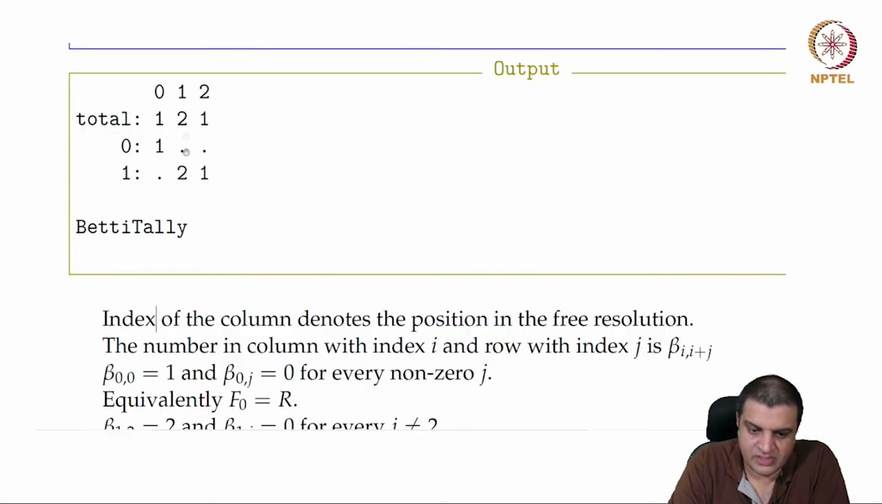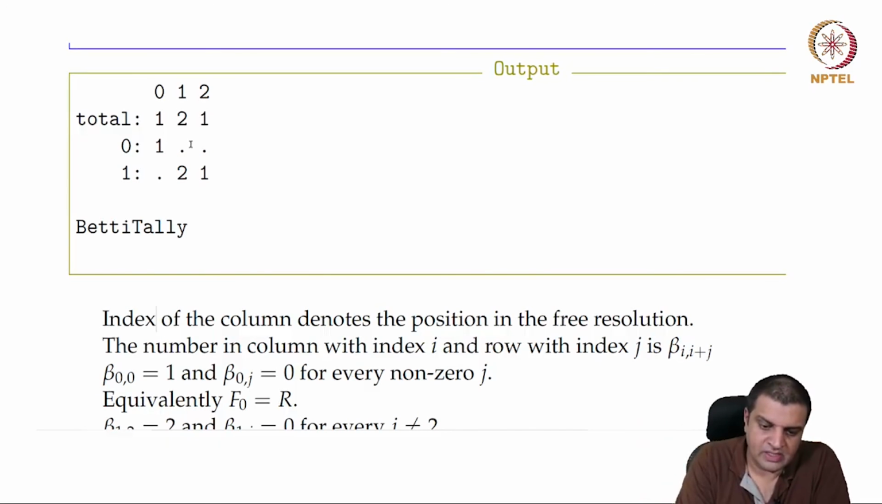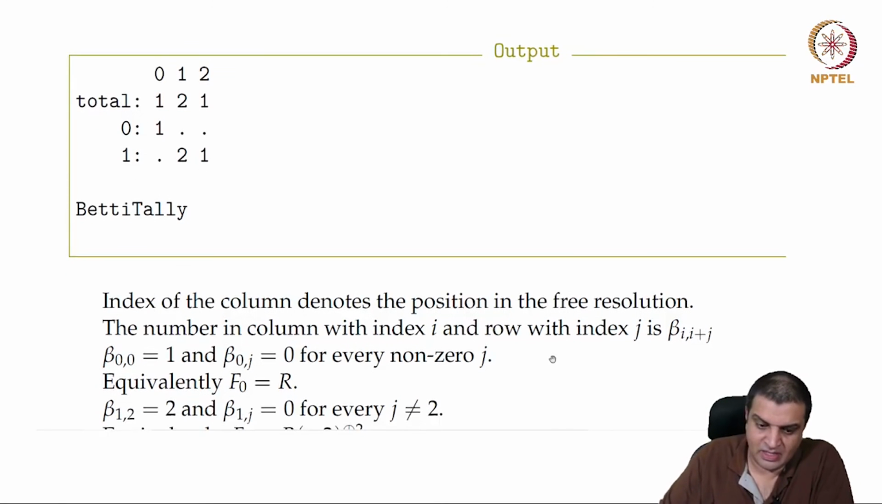So the column indices are where in the free resolution we are looking. The row indices work as follows: the number in the column with index i and row with index j is beta i, i plus j. One should keep that in mind. Here it says beta 0,0 is 1 and beta 0,j is 0 for every non-zero j, and that is another way of saying F0 is R.